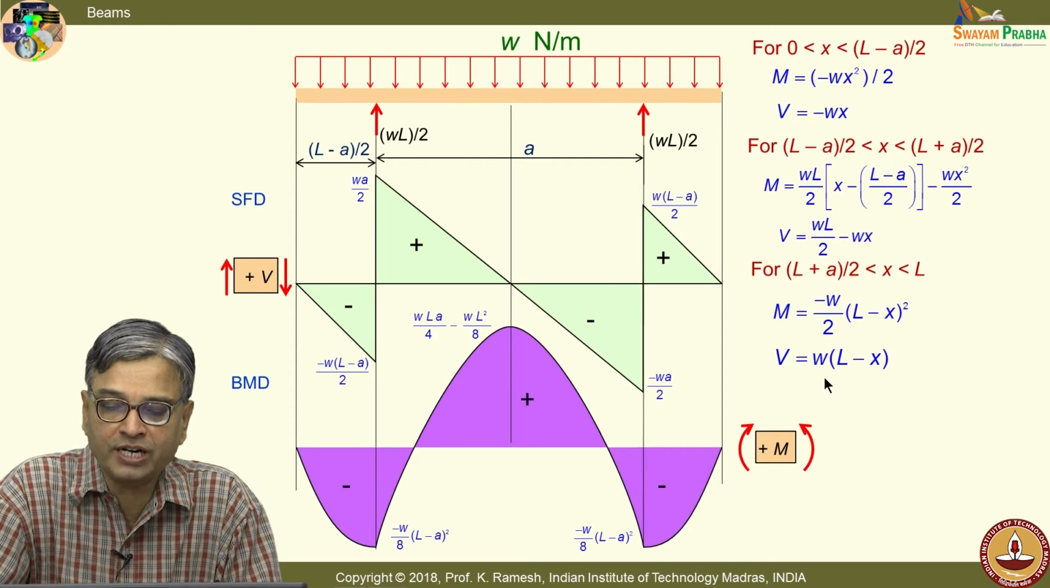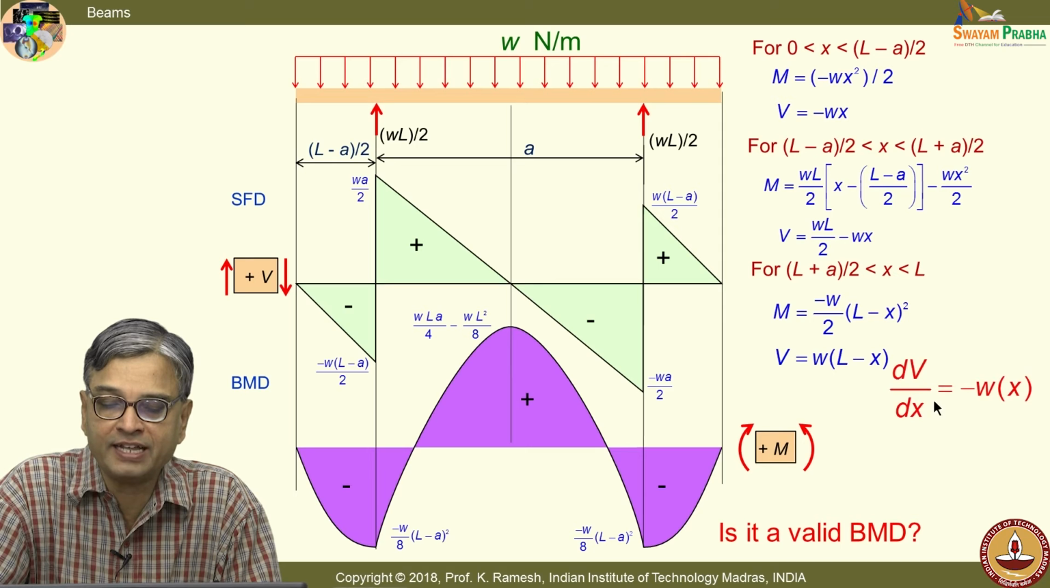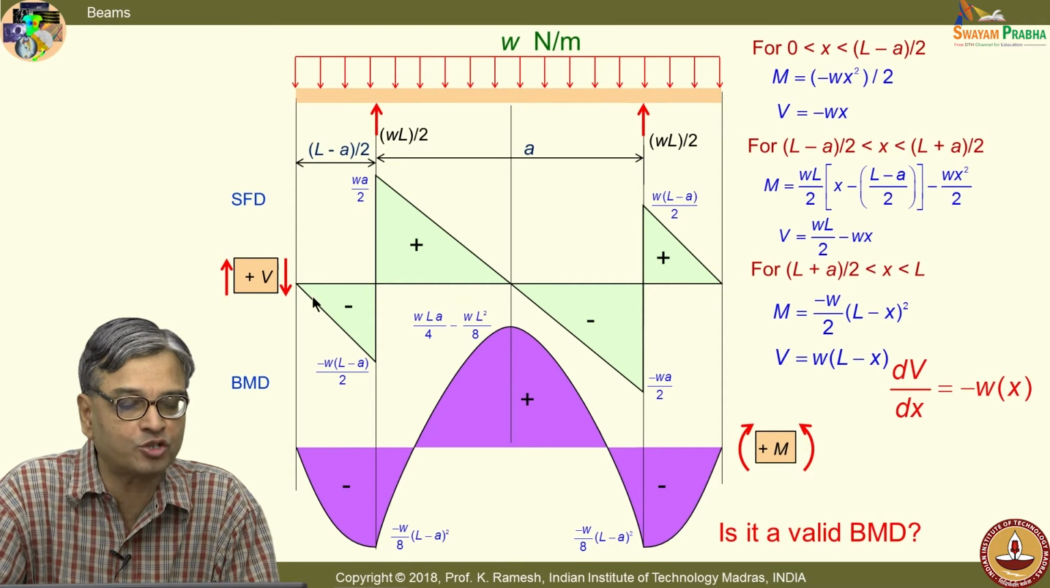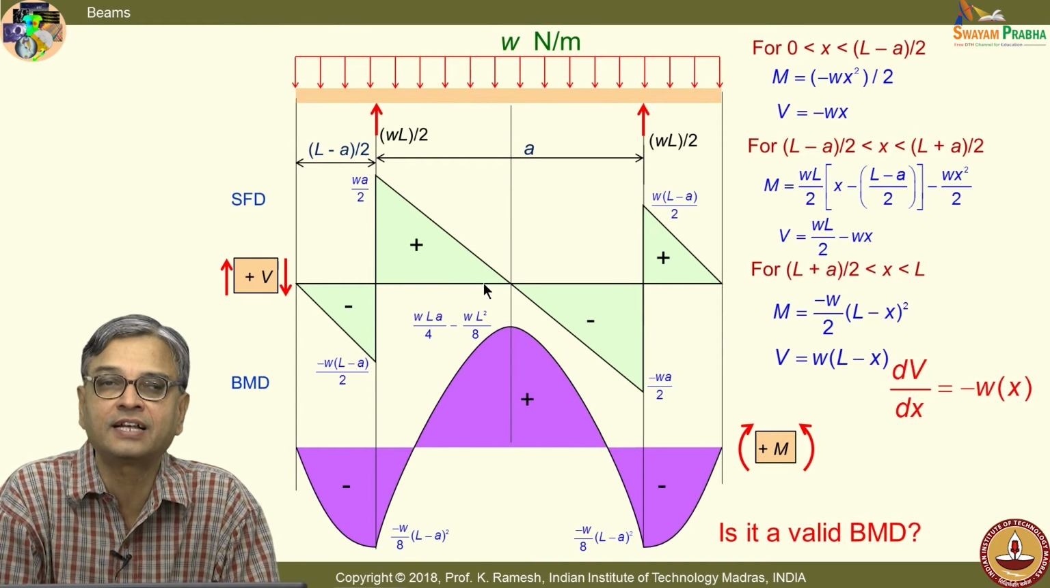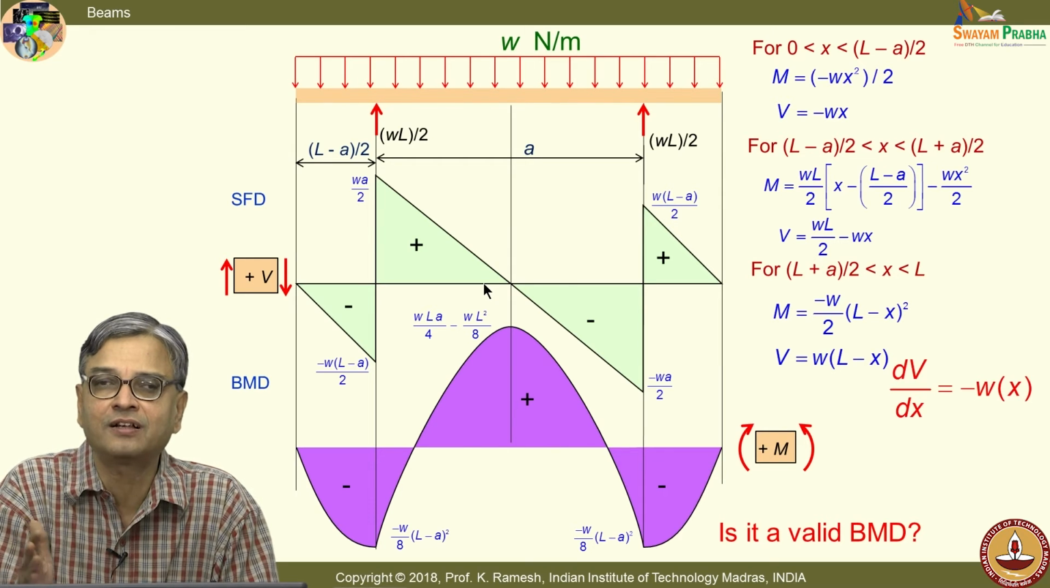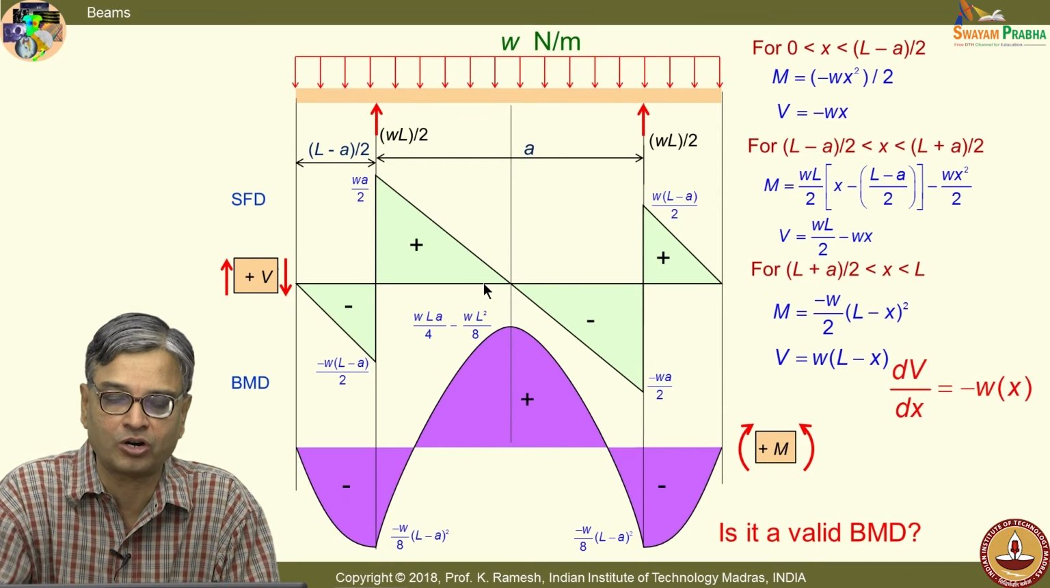And we have looked at two expressions. One is dV by dx equal to minus W x. And what I get is that the slope is negative. That is what it says. And obviously, yes, the slope of this diagram is a negative slope. So, in the shear force diagram, there are no major hiccups. The shear force diagram is consistent with whatever interrelationship we have got.